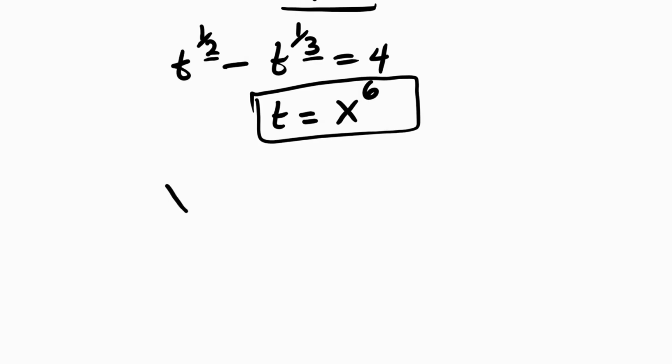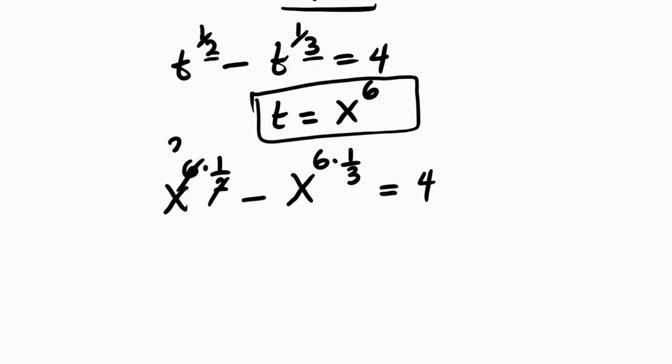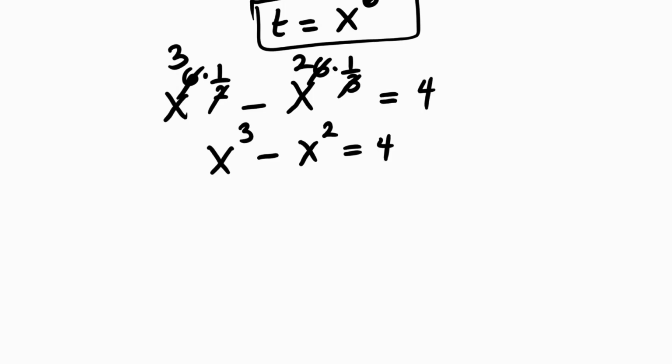So then we have x raised to the power 6 times 1/2 minus x raised to the power 6 times 1/3 equals 4. 2 cancels here, we have 3. 3 here, we have 2. So now we have x raised to the power 3 minus x raised to the power 2 equals 4. Now we can move this 4 over to the left-hand side. So we have x^3 minus x^2 minus 4 equals 0.